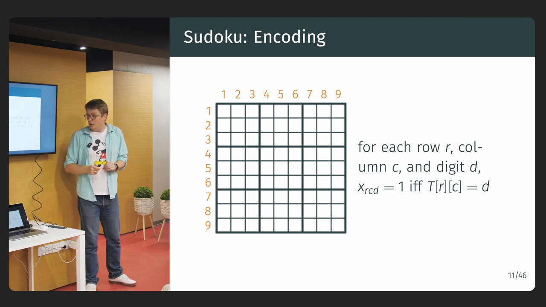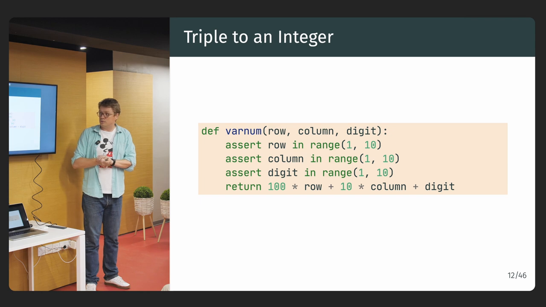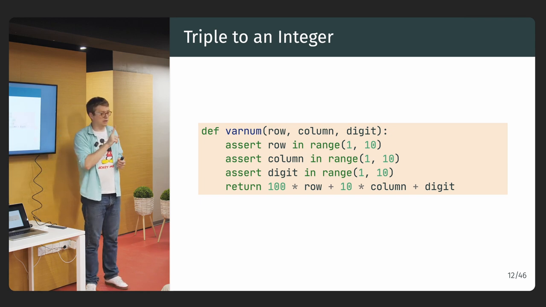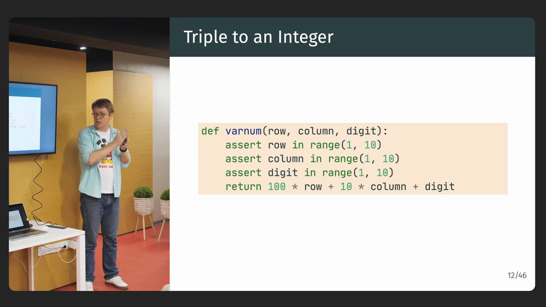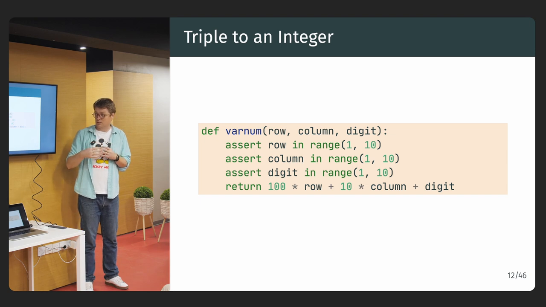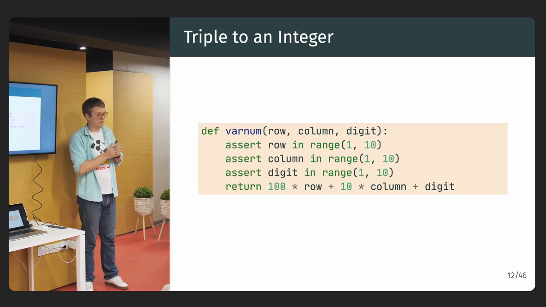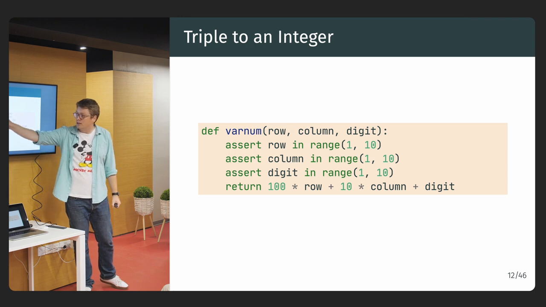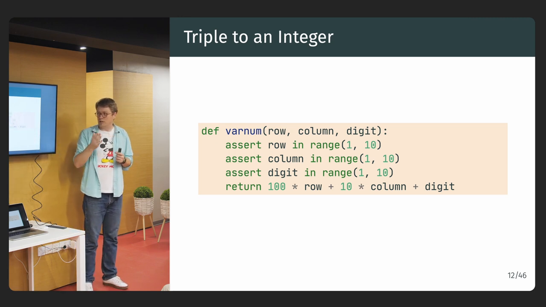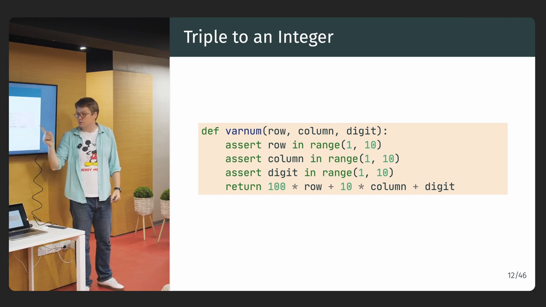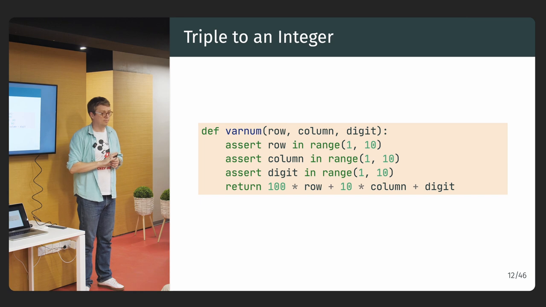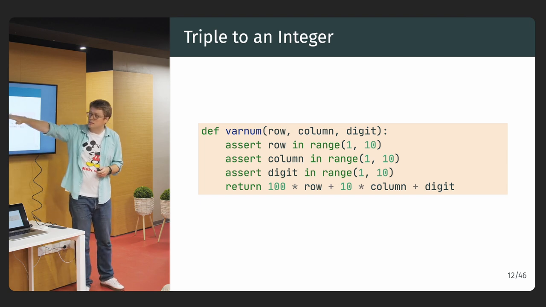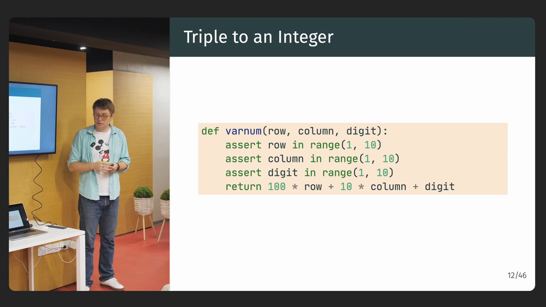So the first thing we need to do is to somehow transform these three indices into a single index, because the interface of SAT solvers is so simple that the variables are indexed starting from 1. But in our case, since each of these three parameters is just a digit from 1 to 9, we convert it into a single number as follows. We just concatenate them, so to say, and we get a number from 0 to 999. So this is just converting three indices into one index. I will be using this method when stating clauses.